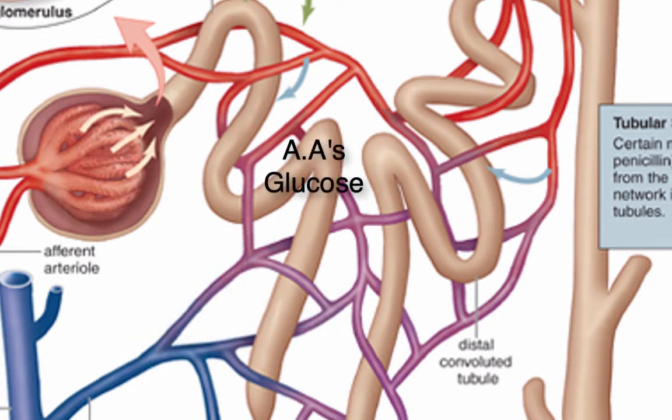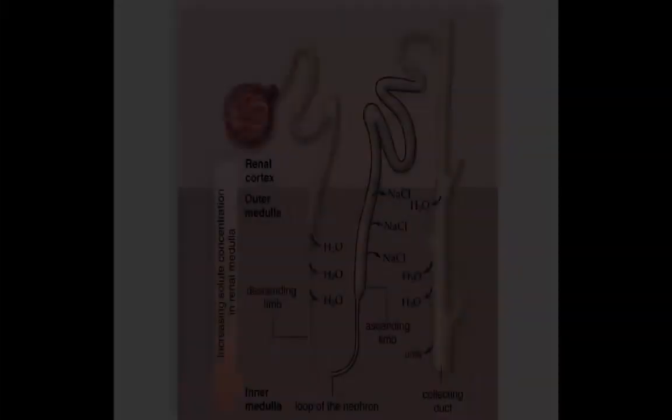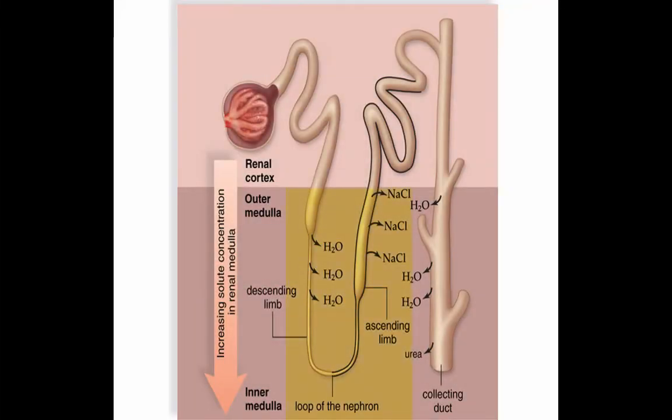Amino acids and glucose are also actively pumped back into the blood plasma from the filtrate using ATP. This active transport of particles and the osmosis of water results in nearly 100% of the amino acids and glucose, 65% of salts, and 67% of water returning back into the blood plasma from the filtrate at the proximal convoluted tubule of the nephron. The loop of Henle is the next nephron structure, and its role is water reabsorption.